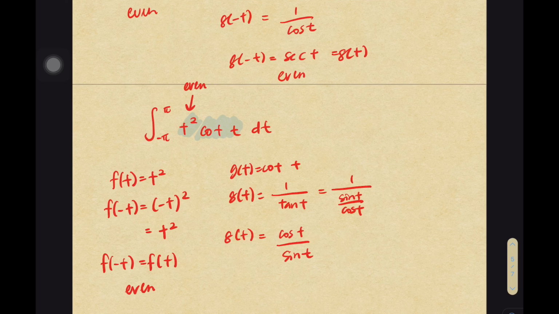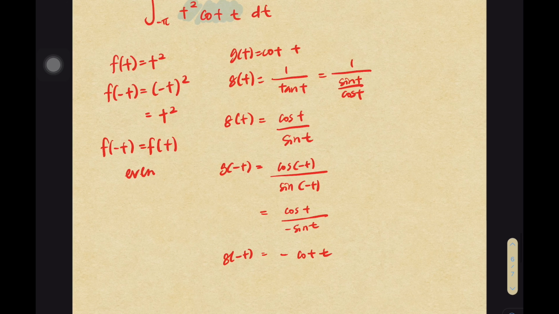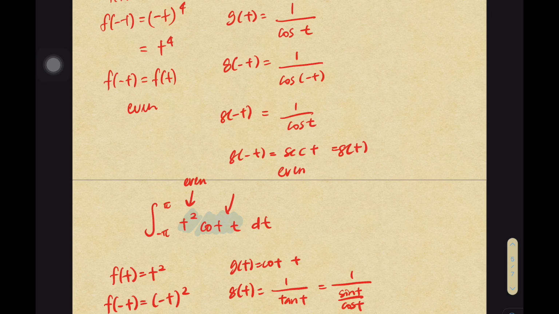So now when we substitute our t with negative t, your g(-t) will give you cos(-t) over sine(-t). Therefore what you will have here is cos t over negative sine t, which gives you negative cot t. So what you have here is g(-t) equal to negative g(t), which means that your g(t) here is an odd function. So your second function here is odd.